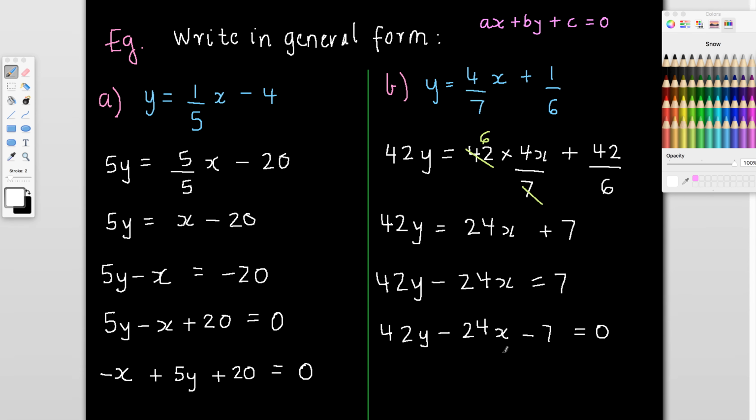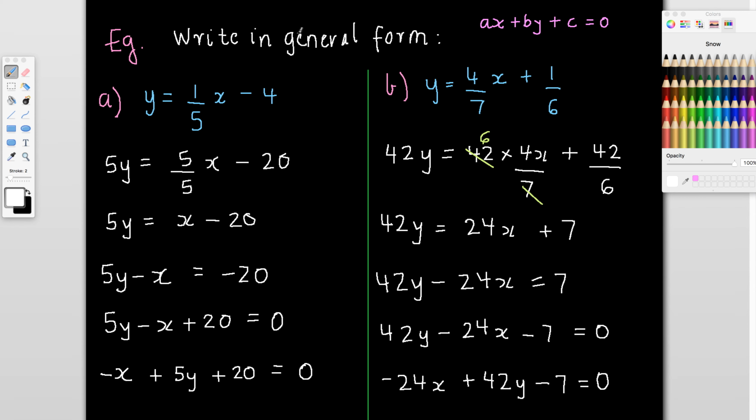Now what I'll do to finish it off, like I did before, just because it's conventional, if I write the x term first, that's negative 24x. It's not absolutely necessary because it is still the same thing, but I just wanted to do that so that you can clearly see that I've written it in that form, the form that's written in purple up here. Ax, in this case a is negative 24, plus by, b is 42, and c here is negative 7. So that is our general form, and that is a conversion from the gradient-intercept form into the general form.